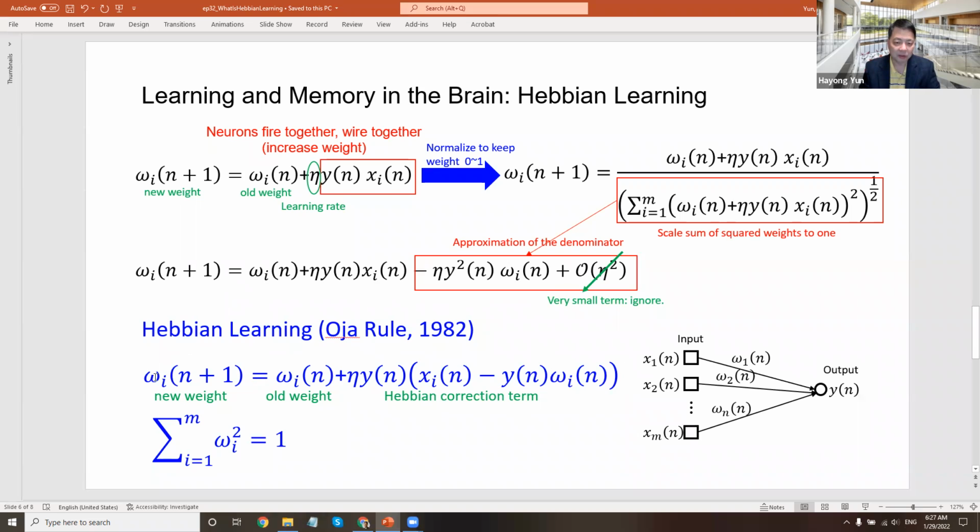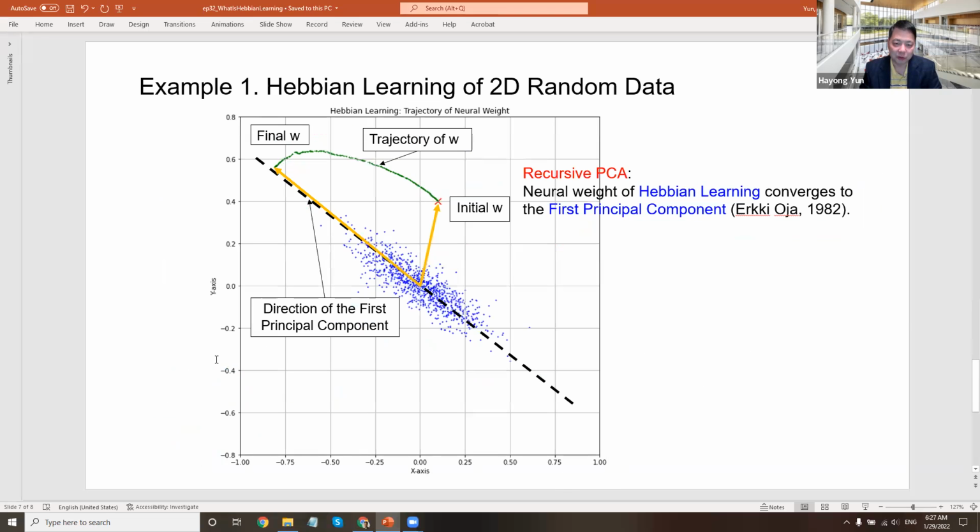And it's called Oja's rule, by Erkki Oja at Helsinki in Finland. He developed this idea. He in fact proved that if you do this weight updating over and over again, eventually this omega, the weight, will point to the largest eigenvector. Okay? And I can show you the result here.